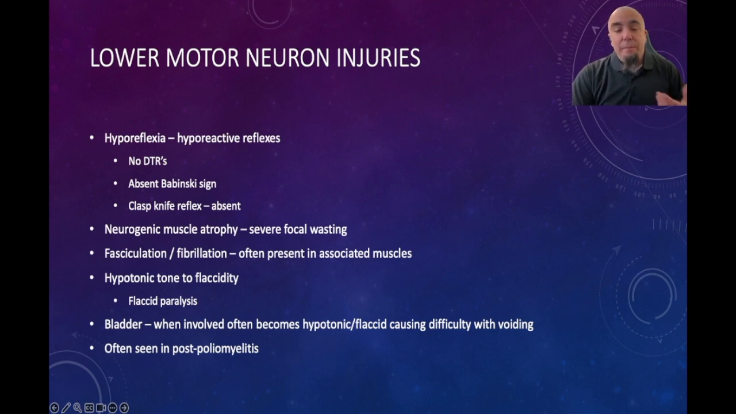So they'll present with hyporeflexia or almost absent reflexes, where they'll have no deep tendon reflexes. Babinski will be negative, it'll be absent, or you'll end up with a flexion or reflexive curling of the toes. Clasp knife reflex will be absent as well. They will present with severe focal wasting, meaning that they'll have neurogenic muscle atrophy. The muscle, because it's stopped receiving any signal, will just completely waste away to nothing.